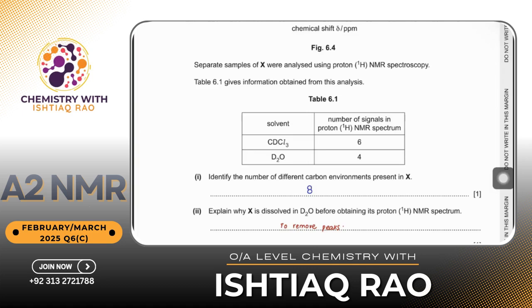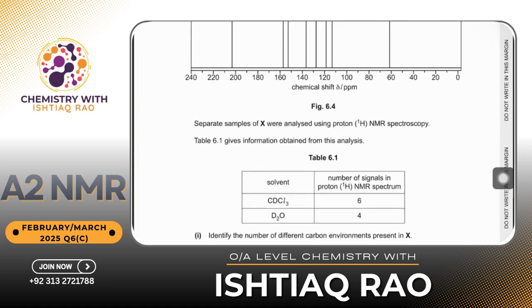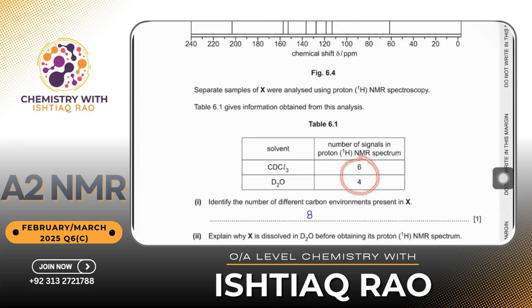Then they have told you that in a proton NMR spectrum, after dissolving the sample in D2O, I am getting 4 peaks. So it means that 2 peaks have disappeared. Okay, so that's why I'm getting 4.